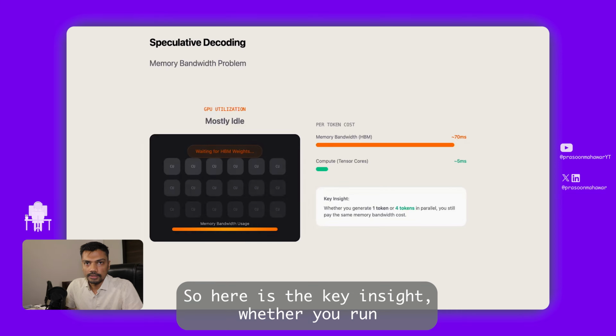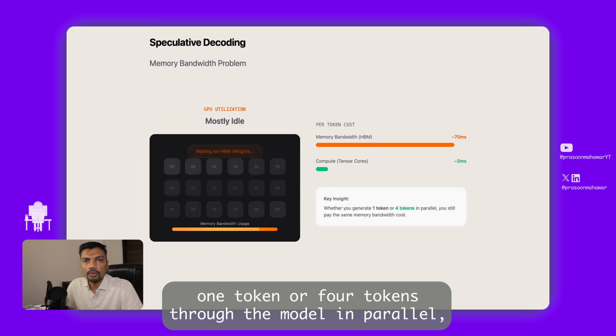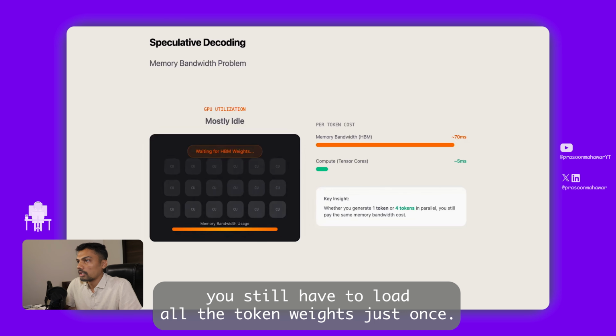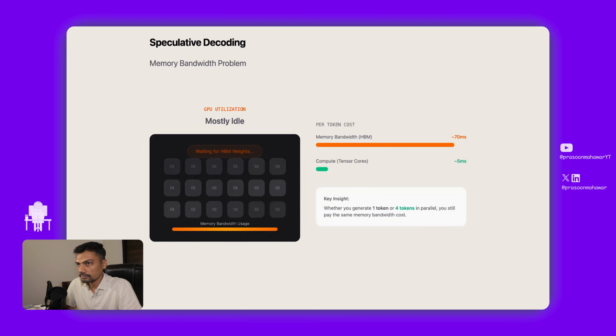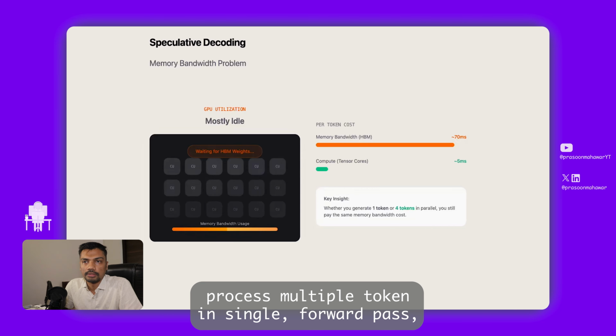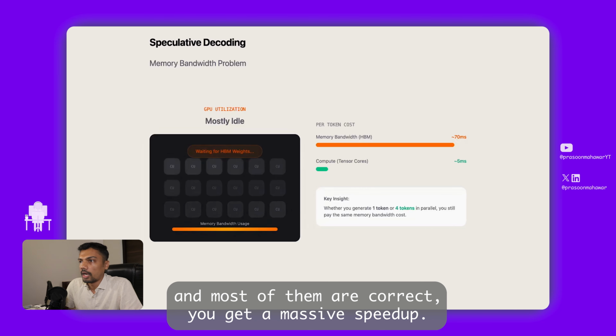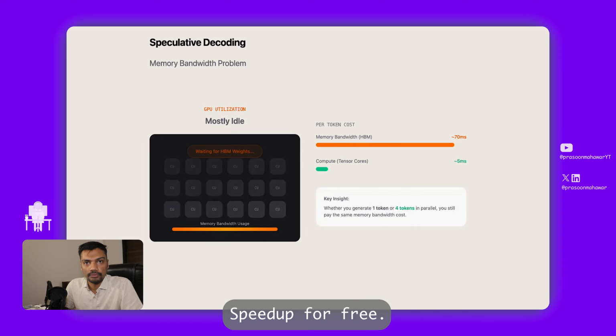So here is the key insight. Whether you run one token or 4 tokens through the model in parallel, you still have to load all the weights just once. So if you can process multiple tokens in a single forward pass, and most of them are correct, you get a massive speed up for free.